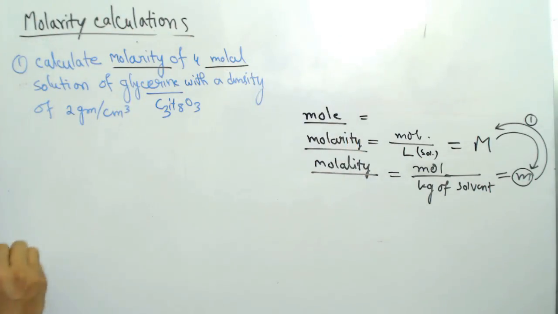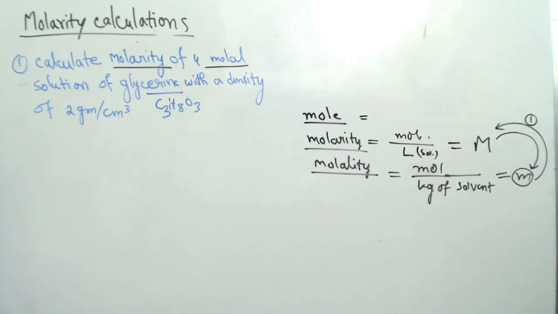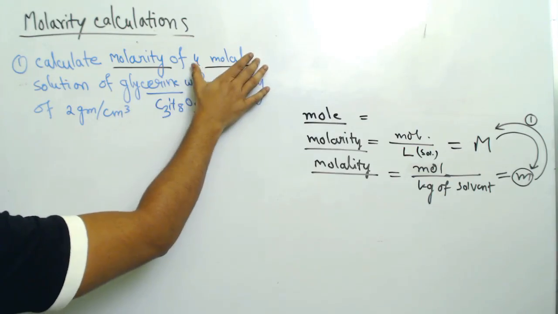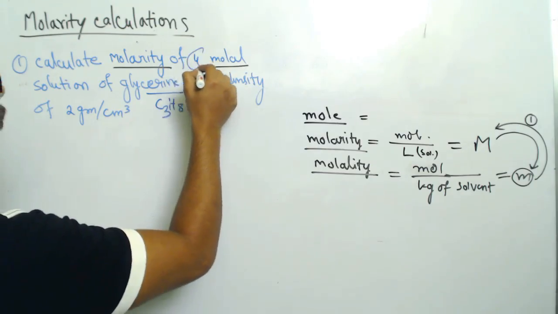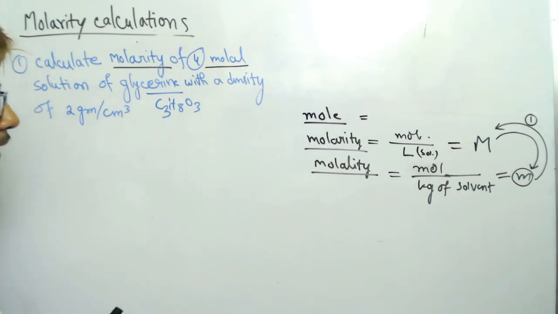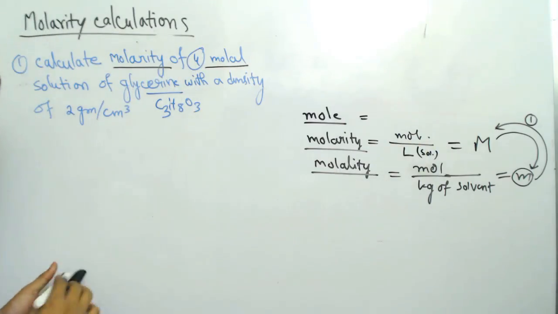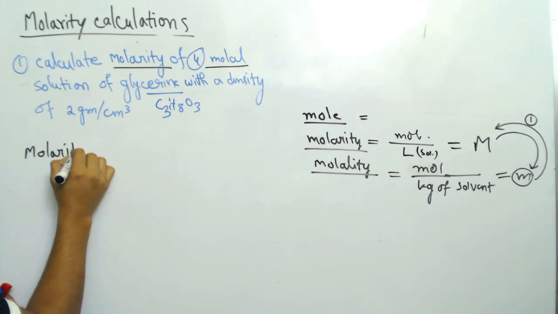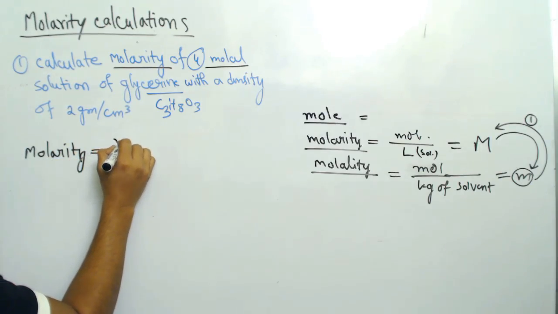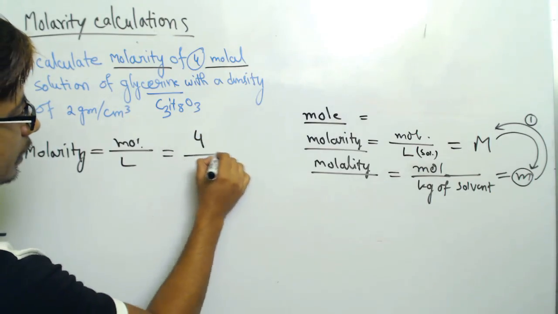In this case also, first we need to understand a few things. A 4 molal solution of glycerin is provided, and you know 4 molal solution means the total mole of glycerin that is present is 4. So it's already provided that 4 mole glycerin is present. We need to calculate molarity, so let me write molarity equals mole divided by liter. The mole is provided, 4.